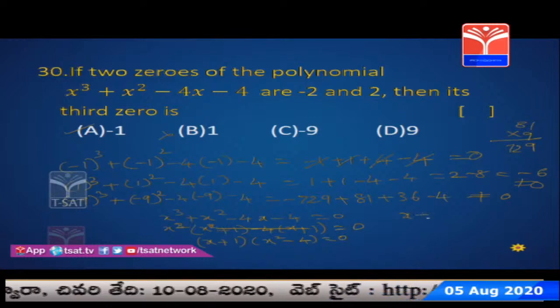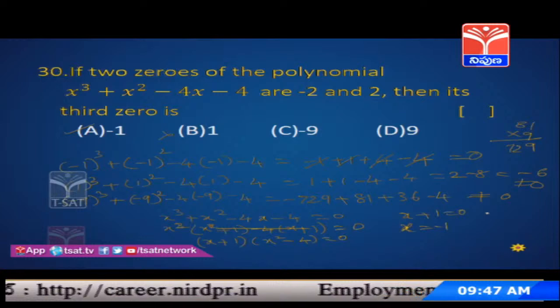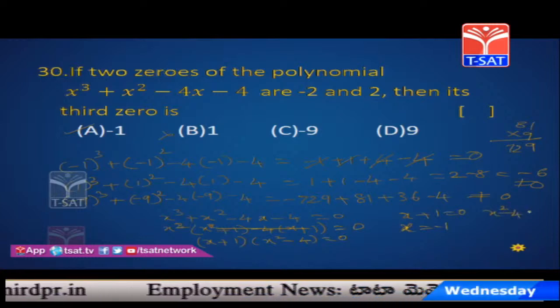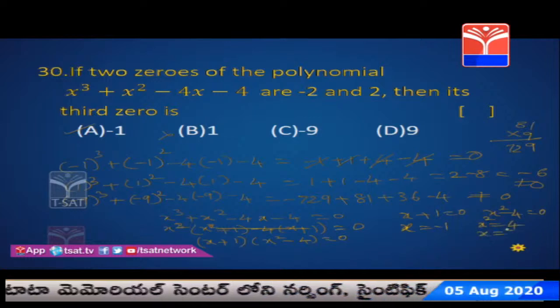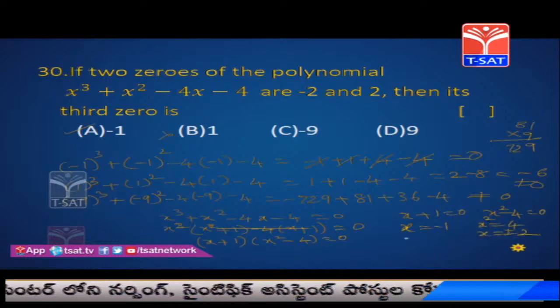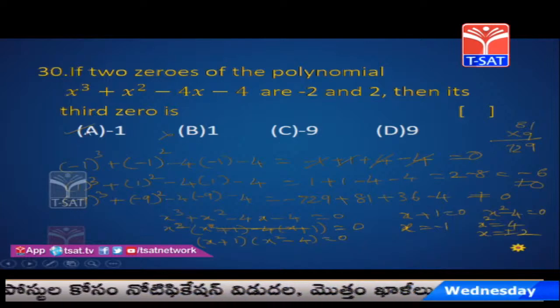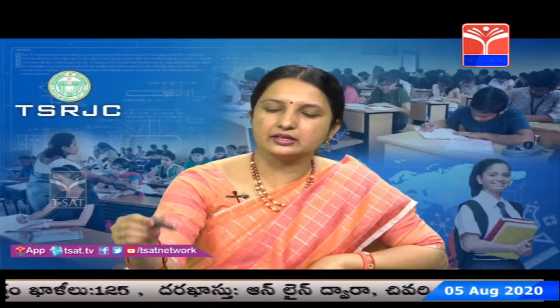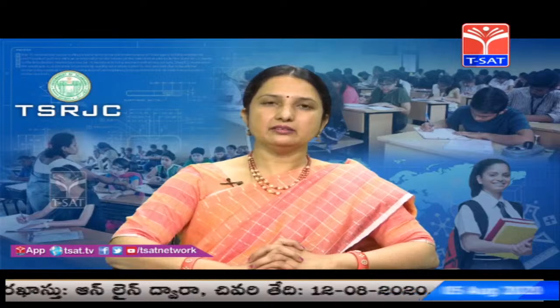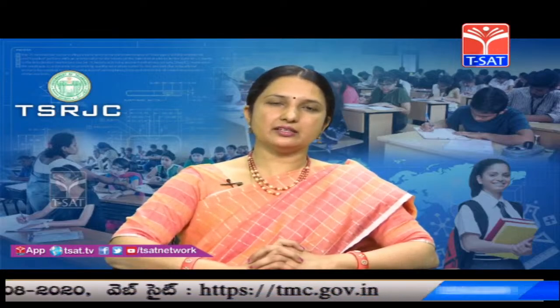When you write x plus 1 equals 0, you get x equals minus 1. When you write x square minus 4 equals 0, x square equals 4, x equals plus or minus 2. The second method will be easy, but if you don't know this, you can go from the options. Okay, so A is the correct answer. Thank you, children. In this class we have learned nearly 30 questions. In the next class we will learn more.